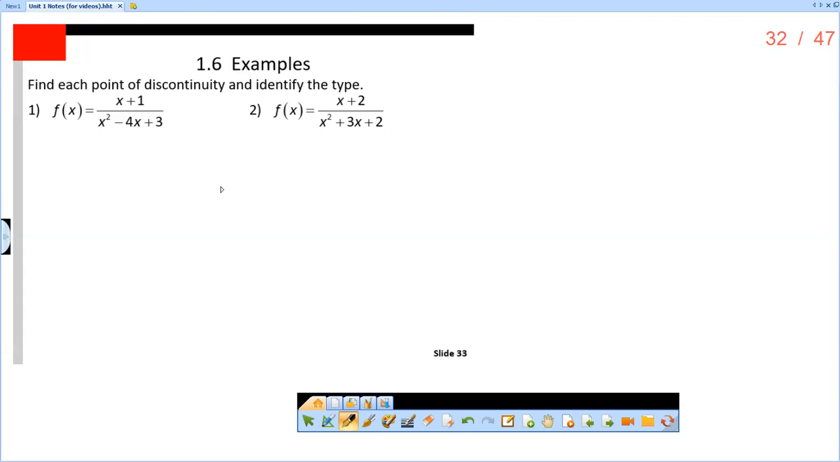All right, this is the notes video for slides 33 through 37. In section 1.6, we're talking about continuity. These examples say find each point of discontinuity and identify the type.